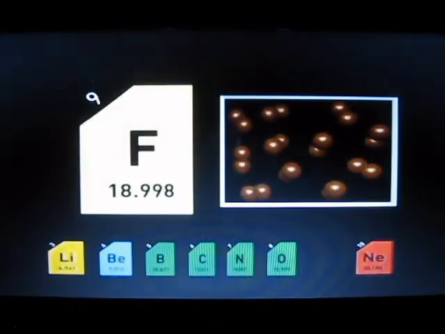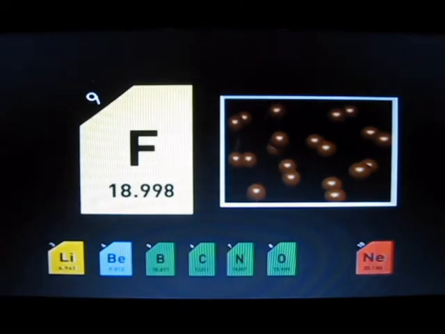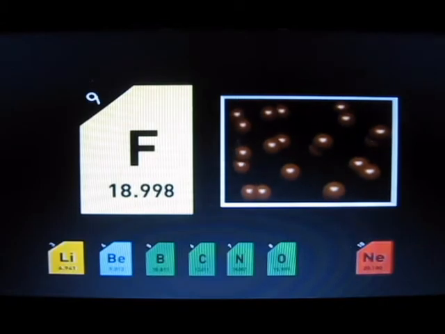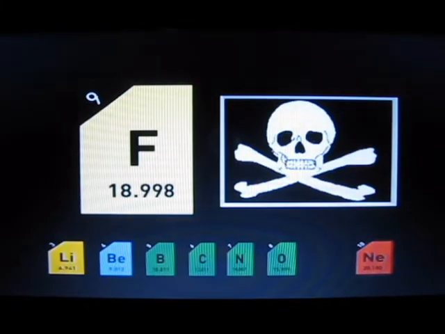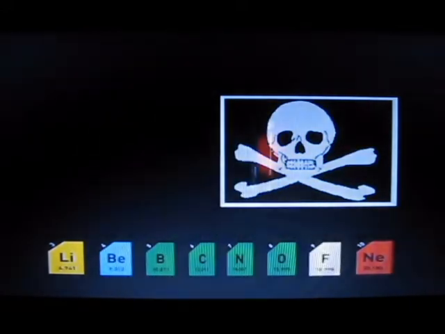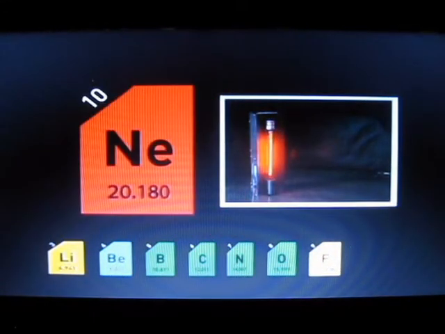Fluorine is an extremely reactive gas. It forms compounds with nearly every other element, sometimes explosively. It etches glass, eats through metal, and destroys living tissue. Neon, the last element in the second period, is also a nonmetal and a gas, but it is completely unreactive.